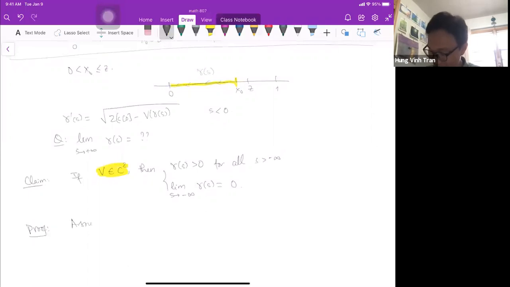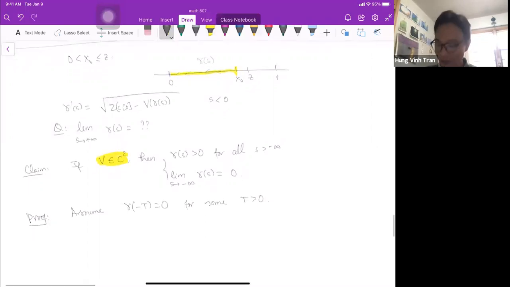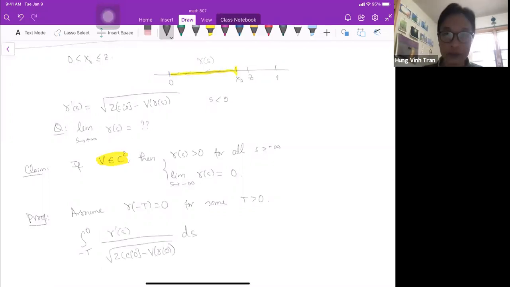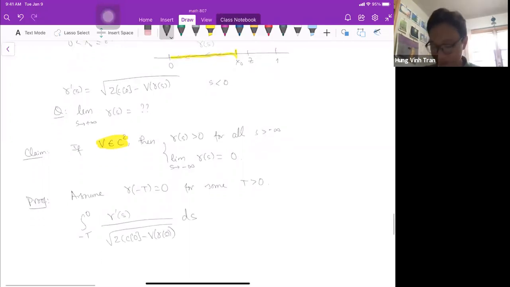Assume that I would have gamma of minus t equal to 0 for some t, right? So I'm just reaching 0 in a finite amount of time. So let's write down the integral from minus t to 0. This is typically the calculation that people have done in Hamiltonian dynamics. I'm taking this integral over phase space. So this integral must be 1, the thing inside is 1.